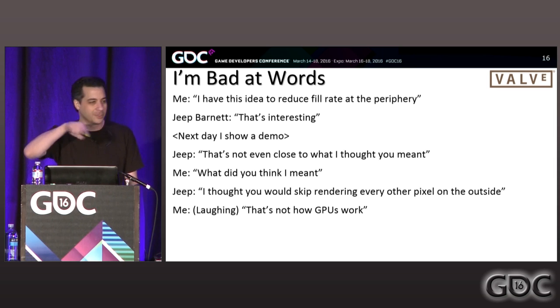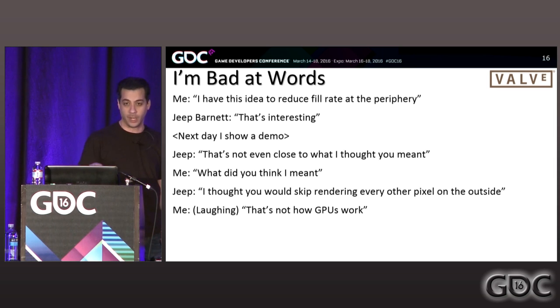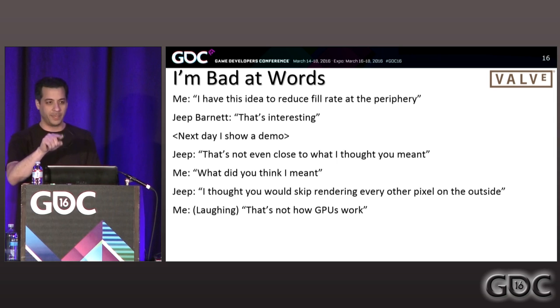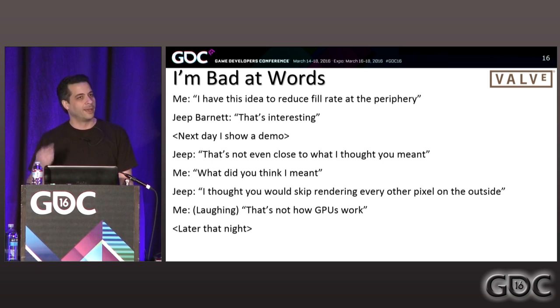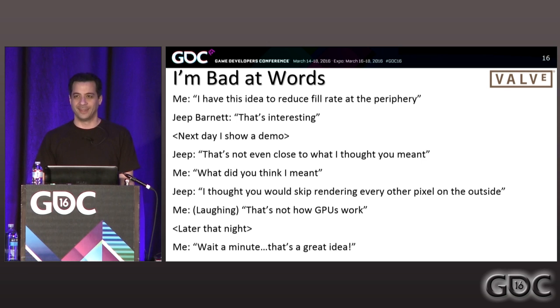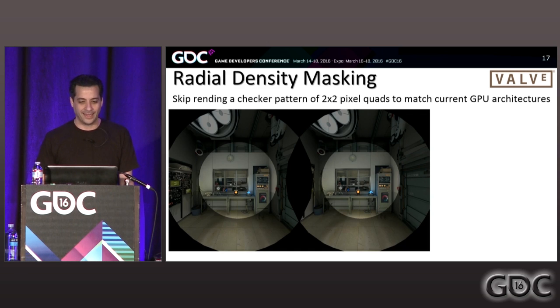GPUs operate on 2x2 pixel quads. And so if you touch one pixel in a 2x2 quad, you're paying the cost for the whole quad. That's how GPUs work. So, anyway, later that night I'm sitting around and I'm thinking back to what he said, and I'm like, wait a minute, that's actually a really good idea. Let me try that. So that gave birth to this idea of radial density masking.